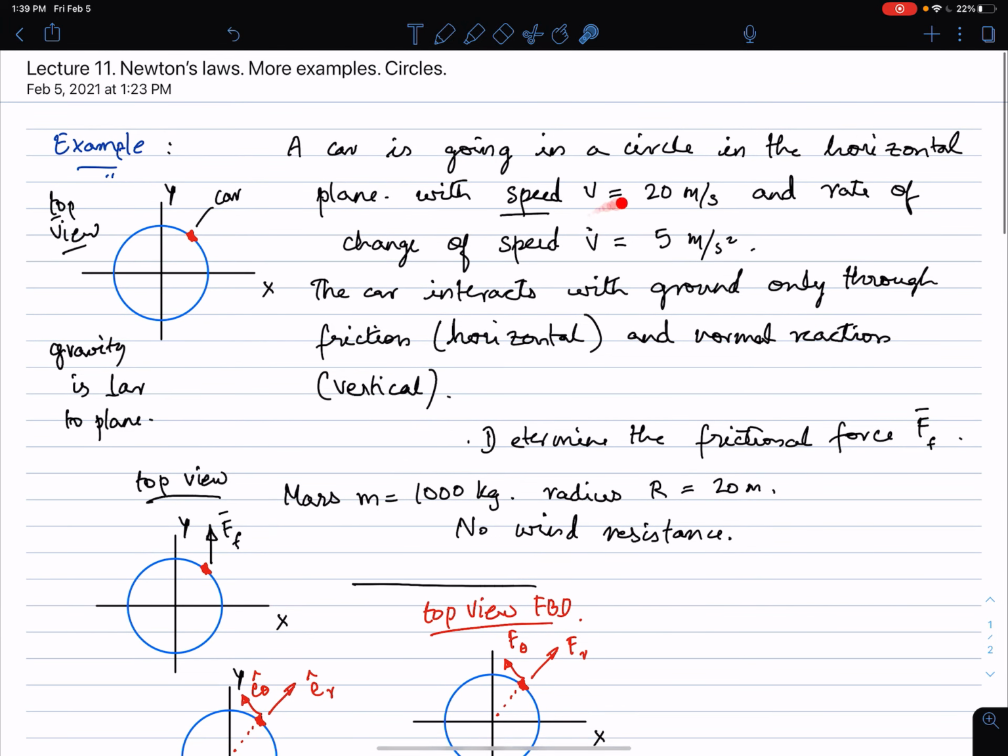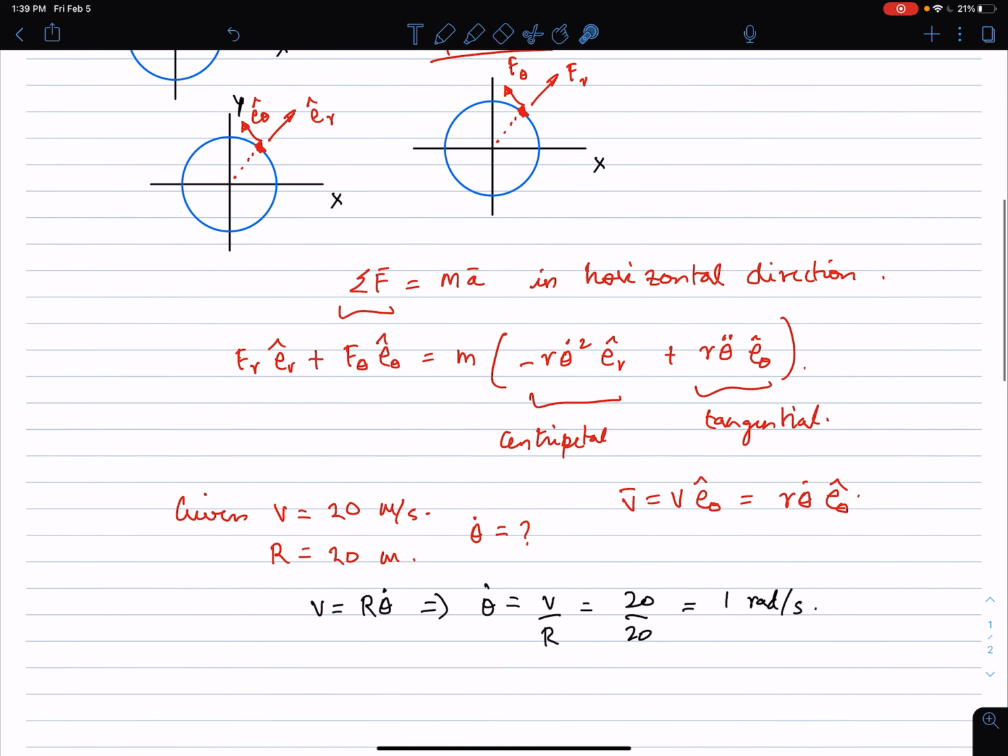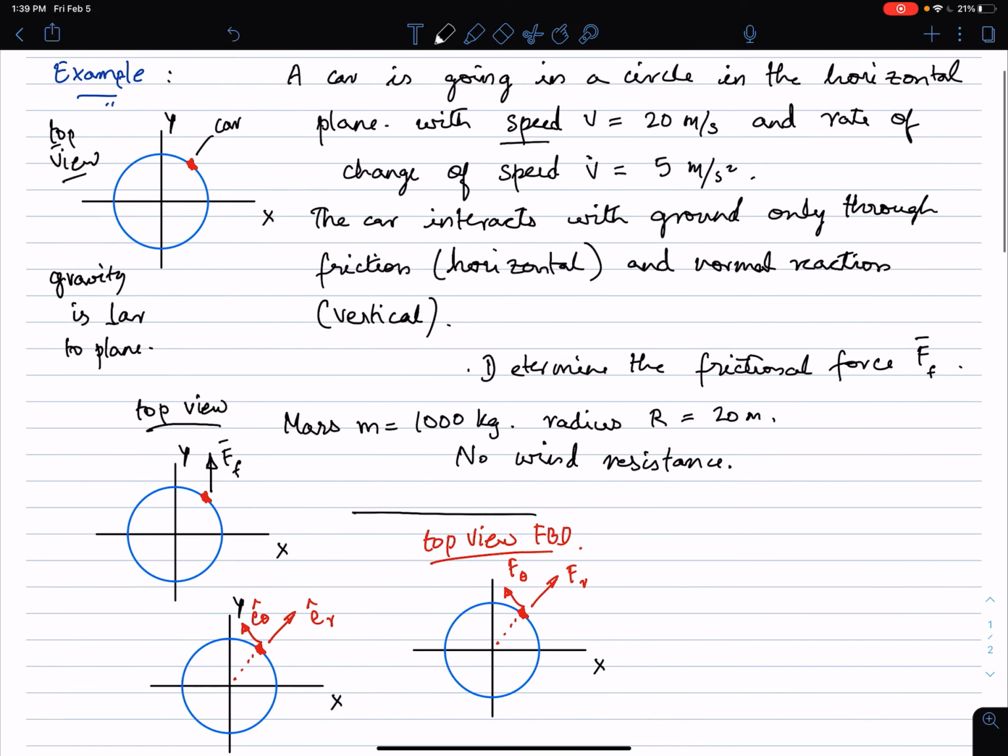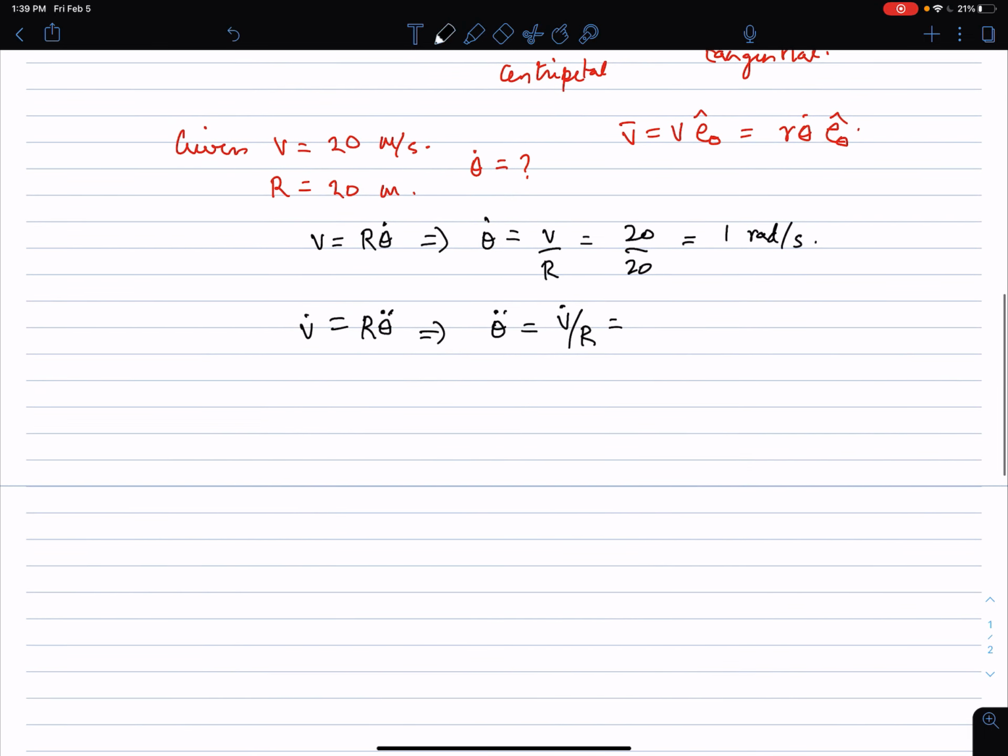We're actually given v dot. V dot is basically, well, if v is r theta dot, v dot is r theta double dot. Implies theta double dot equals v dot divided by r. So v dot was 5 meters per second square. So 5 divided by 20, which is 0.25 radians per second square.